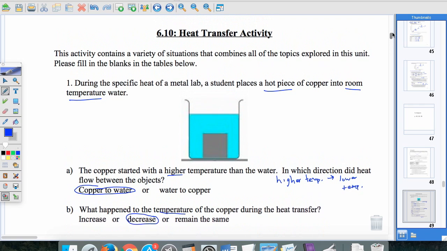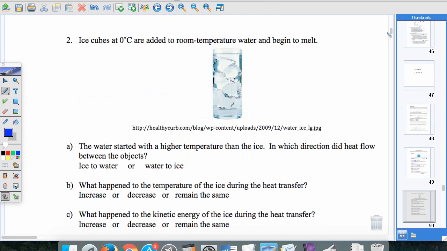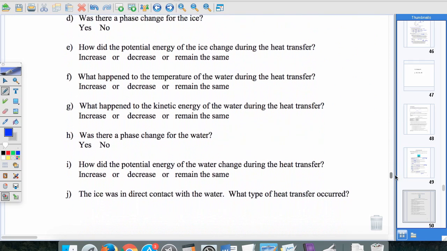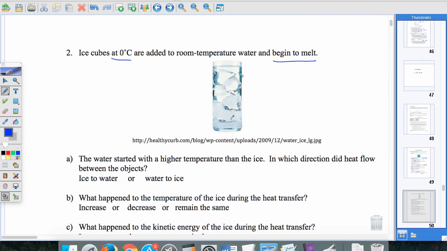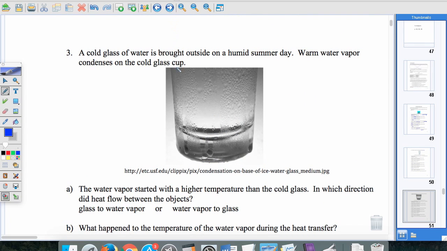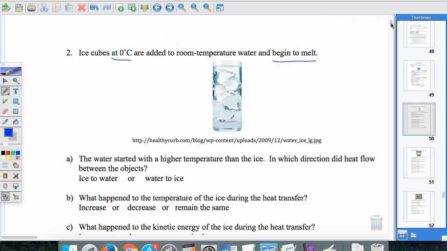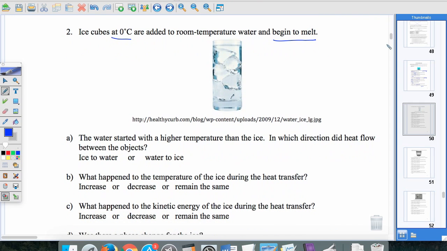So what I want you guys to do now is turn to the next page. We've got a similar scenario, page 36. Here we have ice cubes already at 0 degrees Celsius, and they're added to room temperature water and begin to melt. I want you guys to answer these questions, figure out, is there a phase change? Is the temperature changing? That sort of thing. Then there's another one about, well, let's see, what do we have? All right, I'll do number 2, and then you guys will do number 3 and 4.